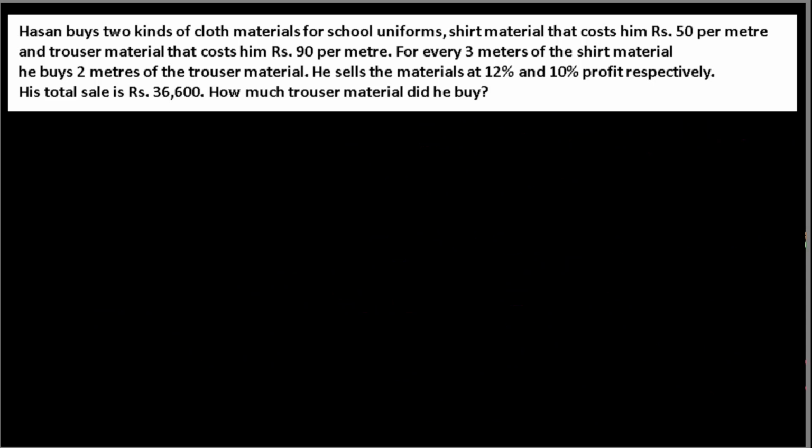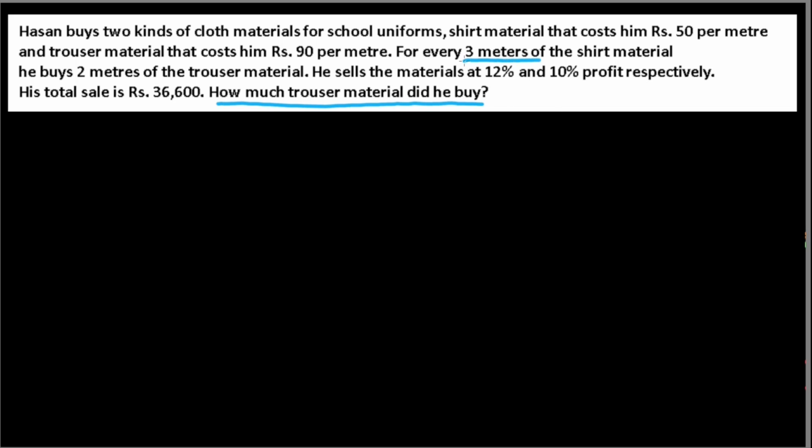Next word problem is Hassan buys two kinds of cloth materials for school uniforms. Shirt material that costs him rupees 50 per meter and trouser material that costs him rupees 90 per meter. For every 3 meters of shirt material, he buys 2 meters of trouser material. He sells the materials at 12% and 10% profit respectively. His total sale is rupees 36,600. How much trouser material did he buy? We have to find how much trouser material did he buy.